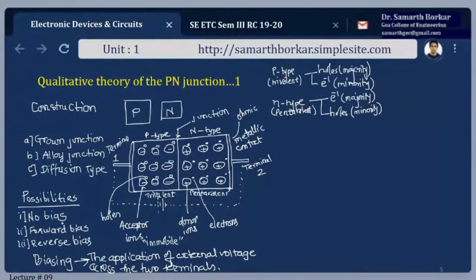As we don't apply any bias, meaning no voltage across the two terminals, it is called the no bias condition. Here the majority charge carriers are holes, and here the majority charge carriers are electrons. When we bring these two blocks together, the concentration gradient will take place, on account of which the holes will try to diffuse into this region.